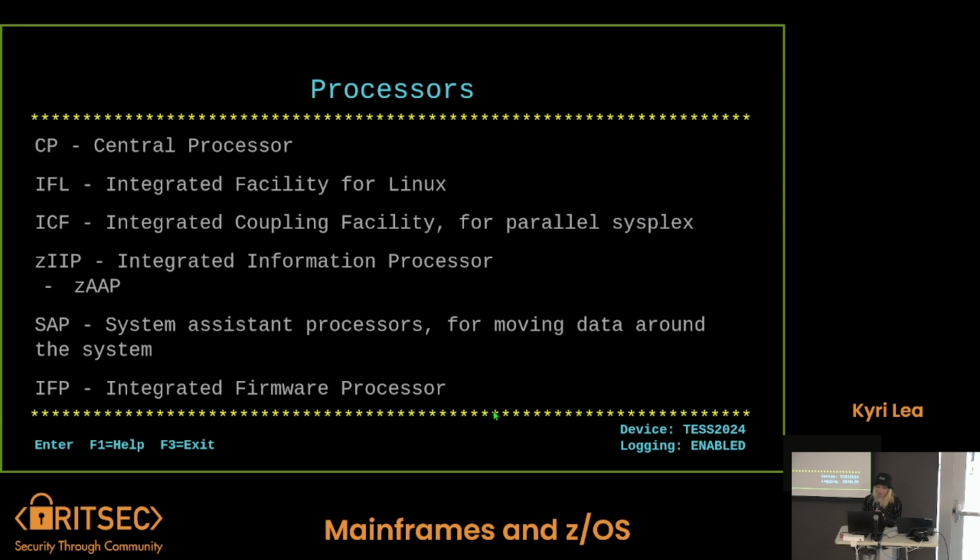There's the integrated information processor for Z. This was originally for processing database workloads, but now it's used a lot for container management. The system assist processors help move data between storage and the processors and I/O, which makes it faster because the central processor doesn't have to focus on that specific task. And then there's the integrated firmware processor, which is for system management and operations. Any of these processors can take jobs from any of the LPARs that are on your system, and so it's just kind of based on priority.